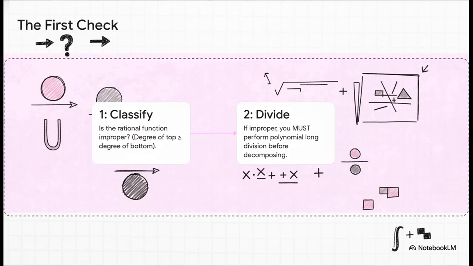And this right here is the number one most forgotten step. I mean it. If your fraction is improper, you absolutely positively must do polynomial long division first. That'll split it into a simple polynomial plus a brand new proper fraction. If you skip this step, the rest of the problem is literally unsolvable.